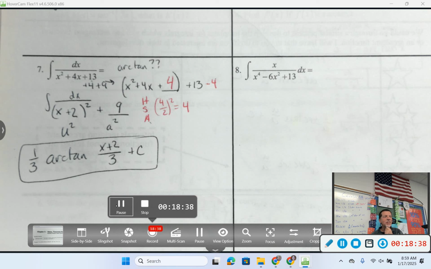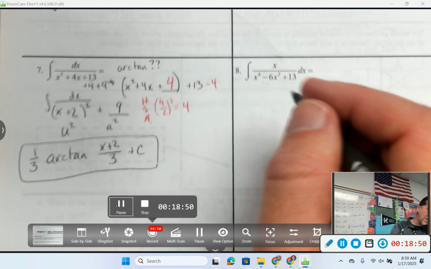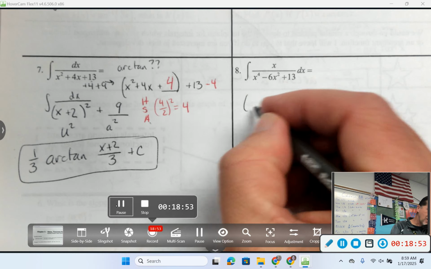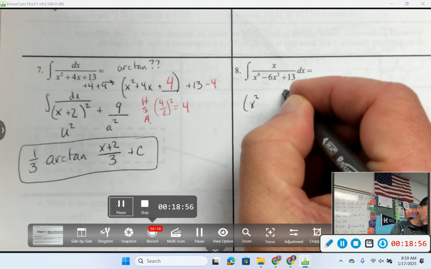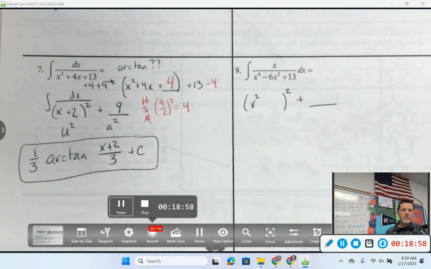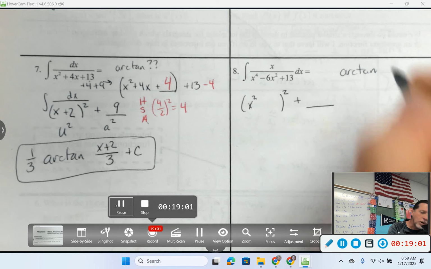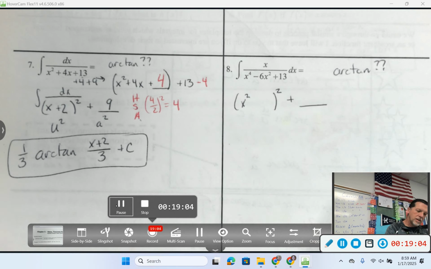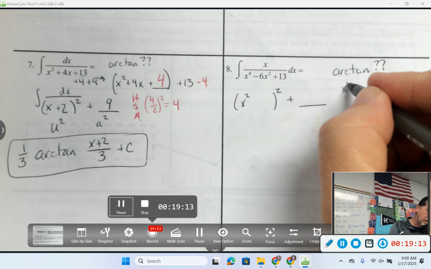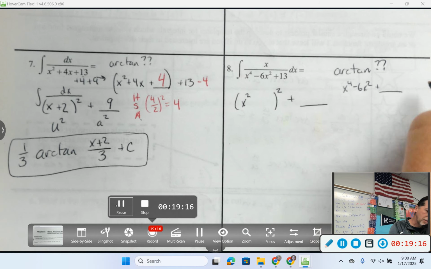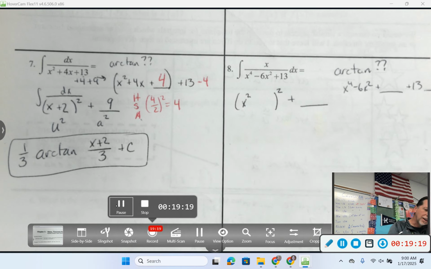Yes, that one's tricky. Complete the square there. Okay, so the next one looks even worse, maybe, because it's x to the 4th squared. So I'm thinking it's going to be x squared, something squared, plus something else. So I'm still thinking arctan on this thing, because there's no square root. So if I half it, square it, add it, x to the 4th minus 6 x squared plus something plus 13, and then minus that same thing.